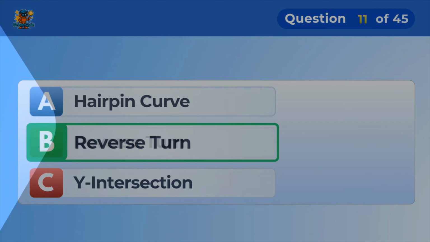Question 13. Which sign is this? A. Center lane only. B. Route marker. C. One lane bridge. Correct. It's the route marker sign.